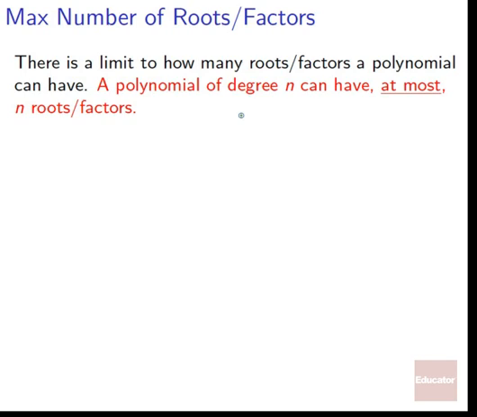Now, roots and factors are basically two sides of the same coin, right? Since knowing x equals a is a root is the same thing as knowing x minus a is a factor. So we'll consider them together as roots/factors. A polynomial of degree n can have at most n roots/factors. So we can have a maximum of n of these.